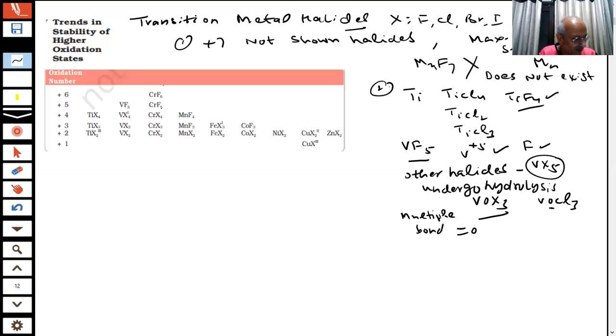If I look at chromium, what you are seeing, students, is that you are getting plus 6 with fluorine, and plus 5 also with fluorine, and CrX5 with other halogens also. In manganese you don't have plus 5. Only MnX4, so manganese is forming MnX4, MnX3 and MnX2.